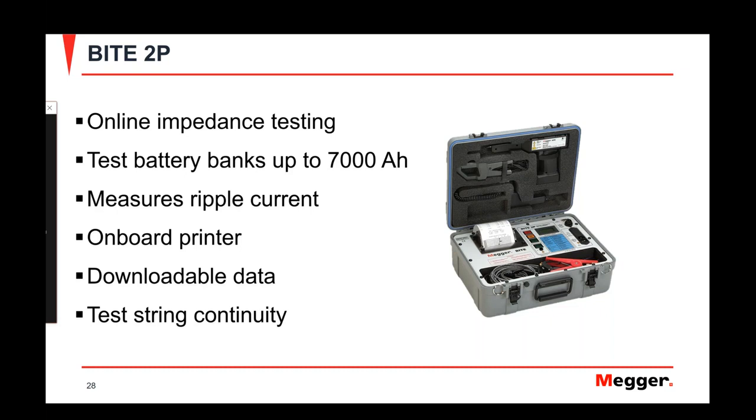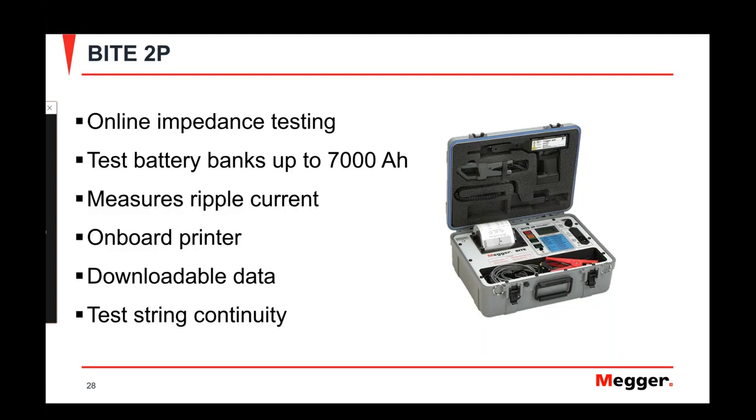First, we're going to look at the BITE 2P and how to set it up and how to use it to take measurements. Now, the BITE 2P allows us to test with the system online, and it can be applied to battery systems with a capacity up to 7,000 amp hours. As we said earlier, ripple current is important that we cover whenever we're doing these impedance tests, and the BITE 2P does have the ability to measure that.